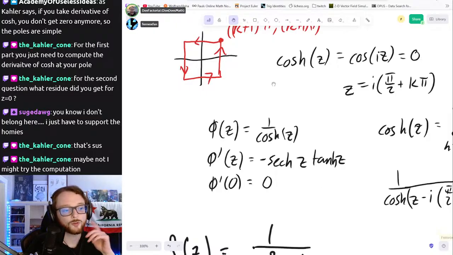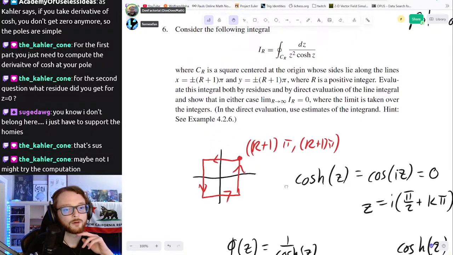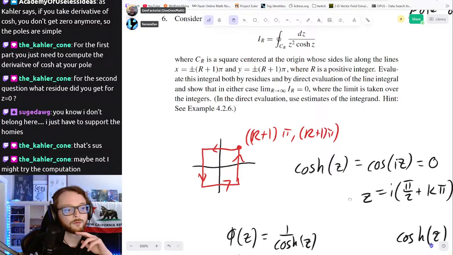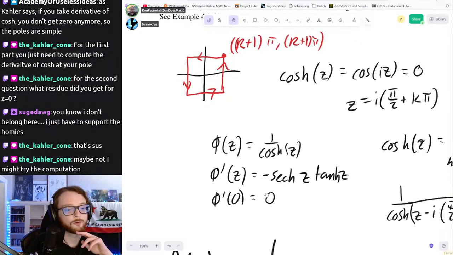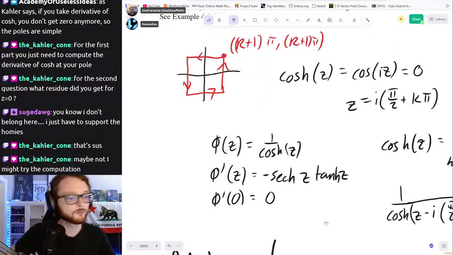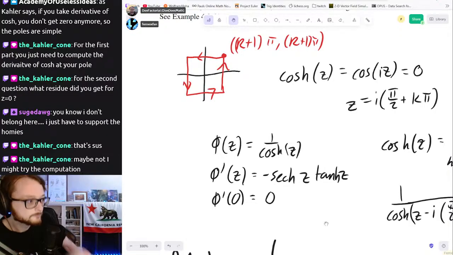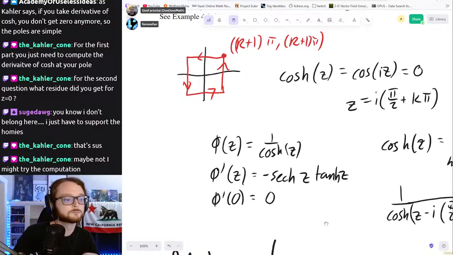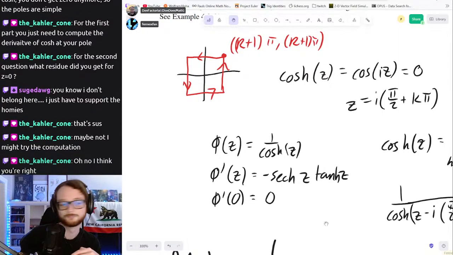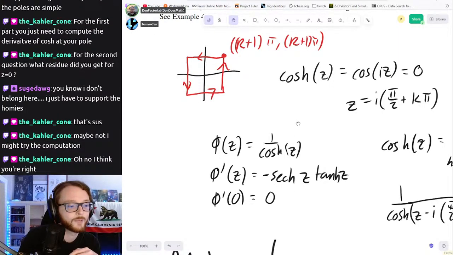The premise of the question wouldn't be right though if it was non-zero, because as r goes out to infinity, we do need to get 0 in total. So if we don't get 0 around z equals 0, then it needs to get canceled out somewhere else. Okay.